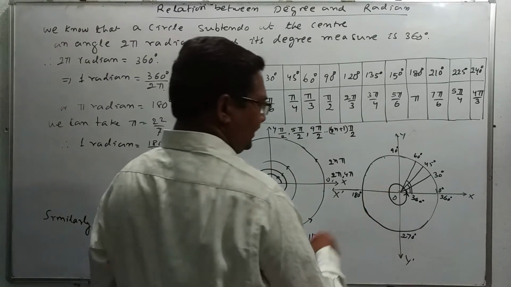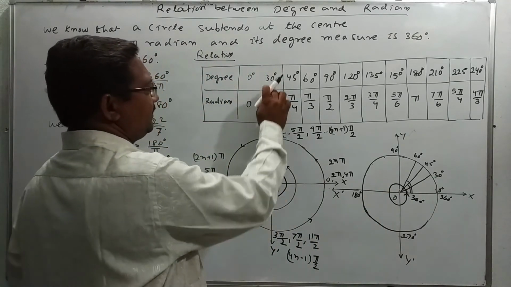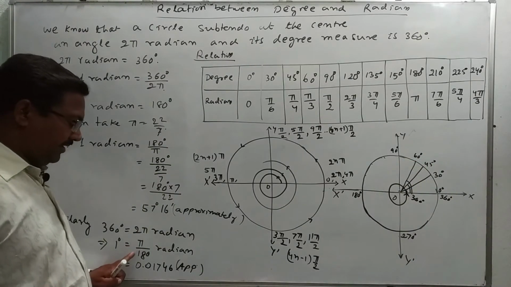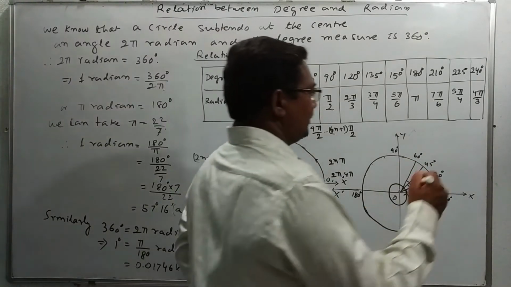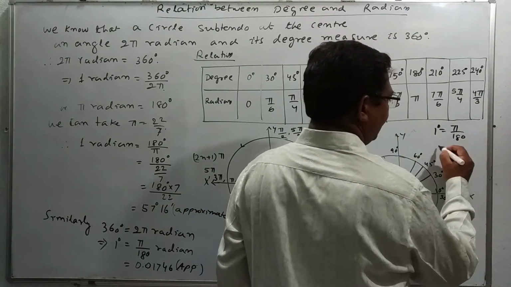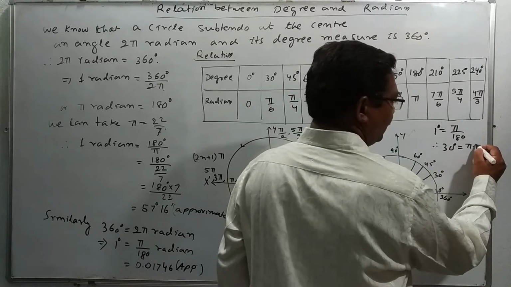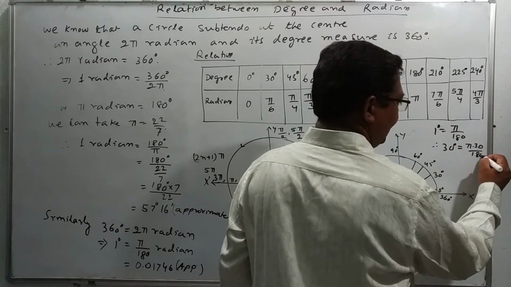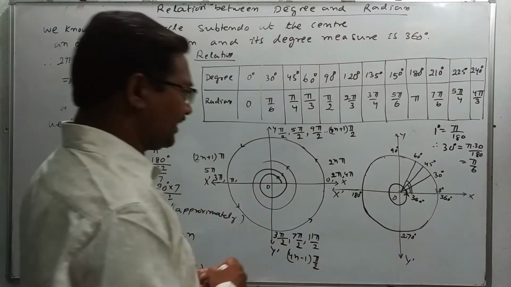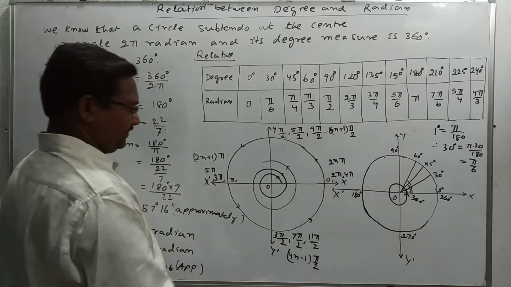So 30 degree, how can we find 30 degree in radian? 30 degree means pi by 6, as 1 degree equals pi by 180 radian. Therefore 30 degree equals pi into 30 by 180, so pi by 6 radian. In this way we can calculate all these radian measures.